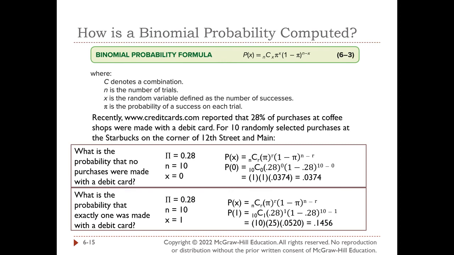C does represent a combination. We calculated combinations in the last chapter, and gave you that homework problem that had the combination. So, in this example, we're going to just insert the value of x that you wish to find, and the value of 10 for n and 0.28 for pi and solve. That's really all we do.